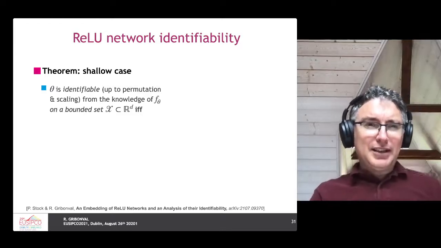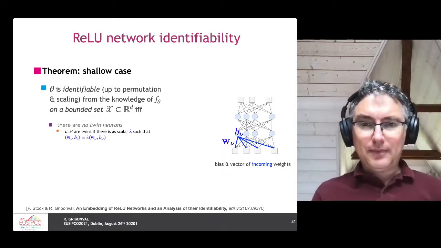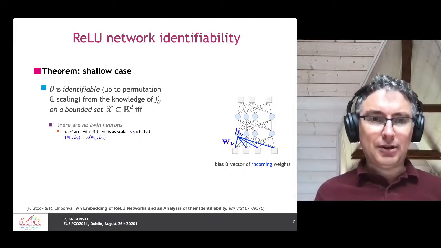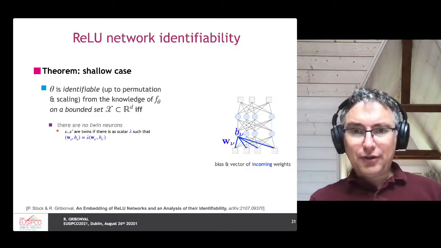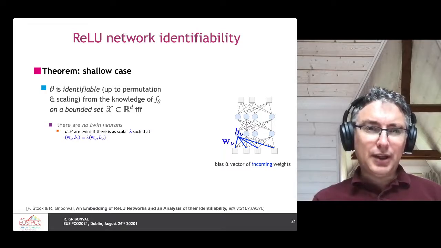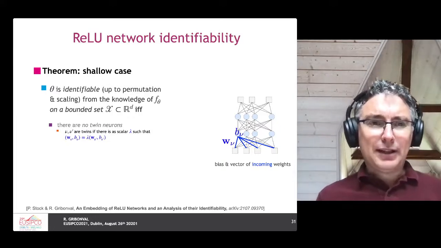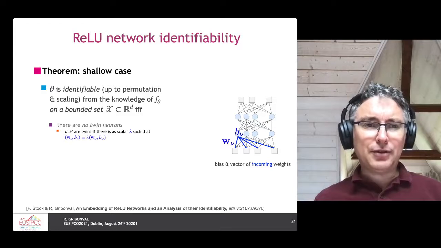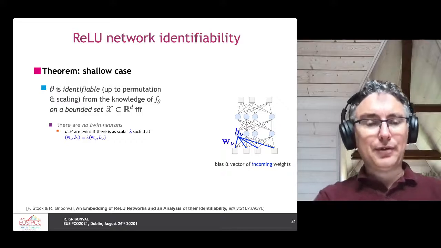So here we have a full characterization. Theta is identifiable from a bounded set if it satisfies two properties. The first property is that there should be no twin neurons. And here I need to define what a twin neuron is. If you consider a neuron, you fill a vector with the incoming weights and complete it with the bias. Now, two neurons nu and nu prime are twins if this vector for neuron nu is proportional to the same vector for neuron nu prime.